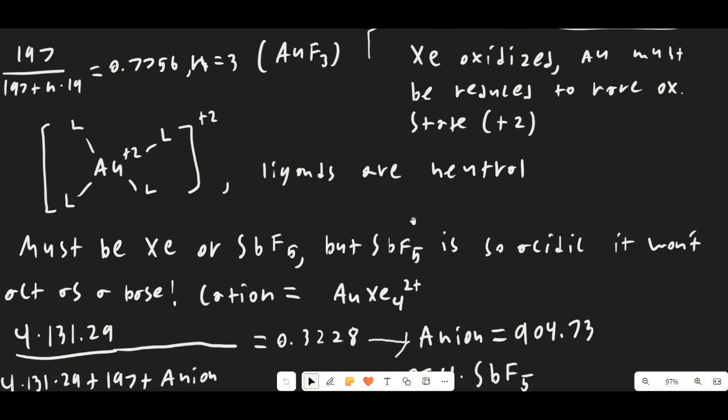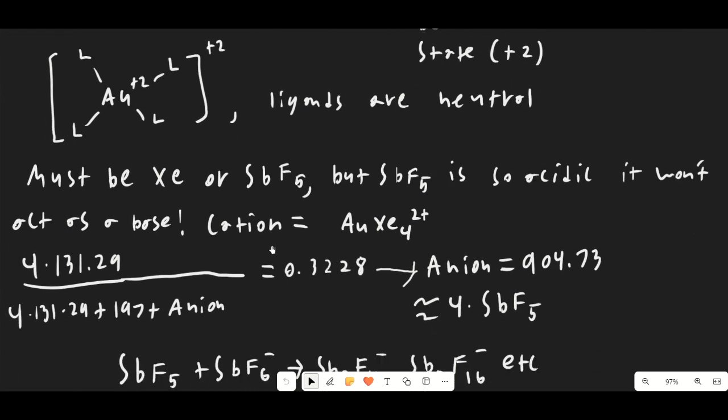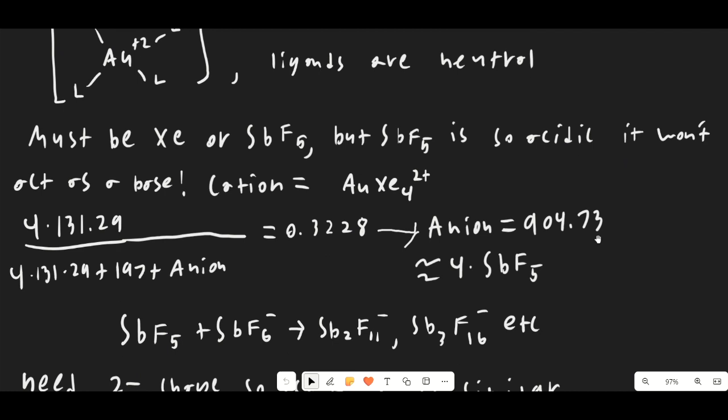And so in this case, we're not going to really see the fluorine atoms bonding to the gold, which means that the only ligand that we can have here is xenon, which sounds super weird, but this tells us that our cation is gold. I don't even know how you would say this, but it's Au2+ with 4 xenon ligands, which is absolutely wild.